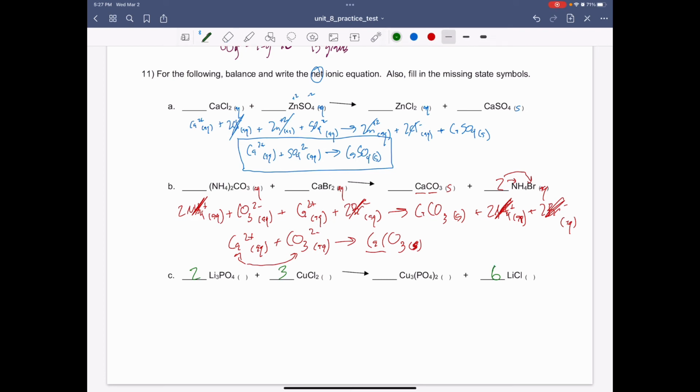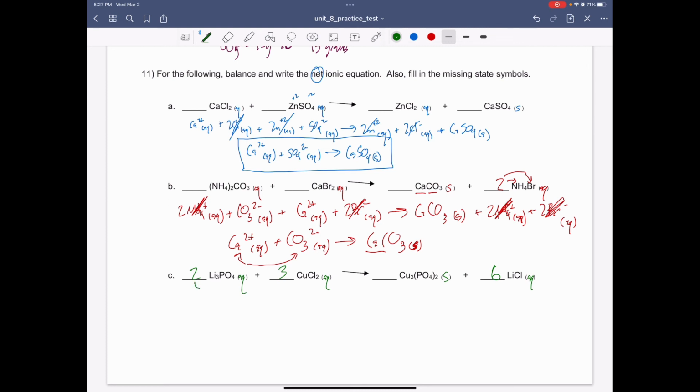So lithium phosphate. Phosphates are typically insoluble unless they're attached to something like lithium, so they're aqueous. We've covered that one before. All right, copper phosphate. Phosphates are typically insoluble, and copper is not an exception, so that must be our solid. And lithium chloride is definitely aqueous. So now let's break this apart.